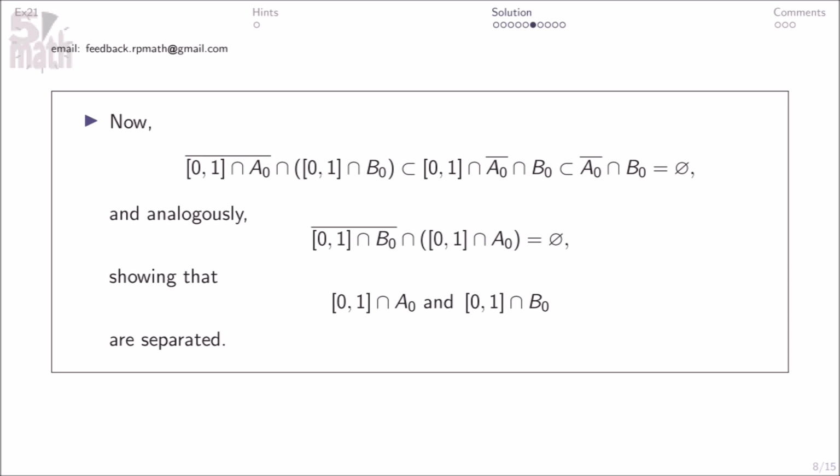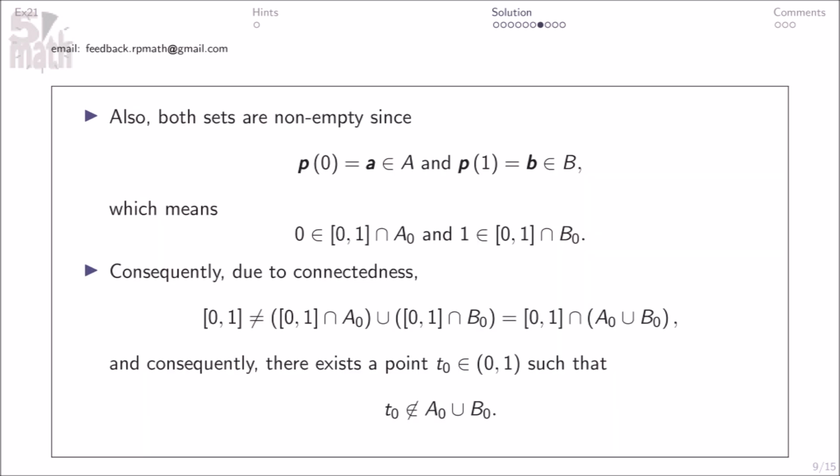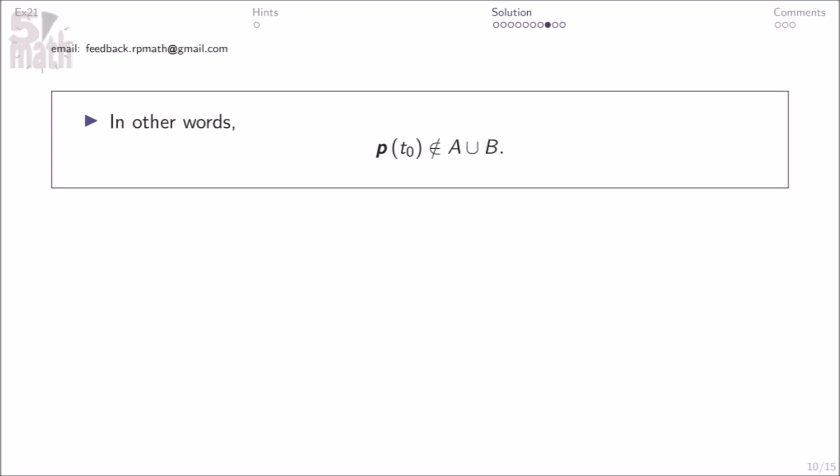Now this, and analogously this, showing that this and that are separated. Also, both sets are non-empty since P of 0 equals A, element of A, and P of 1 equals B, element of B, which means this and this. Consequently, due to connectedness, this. And consequently, there exists a point T0 in 0, 1 such that this. In other words, this.